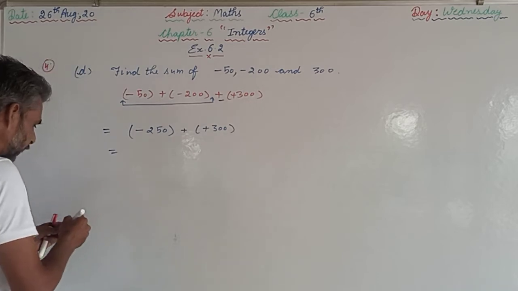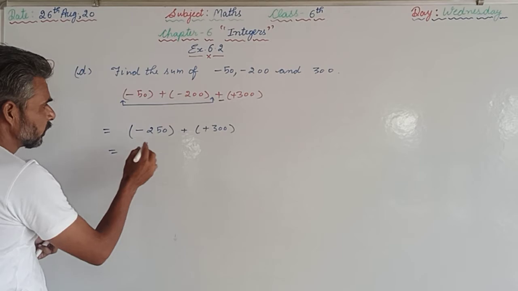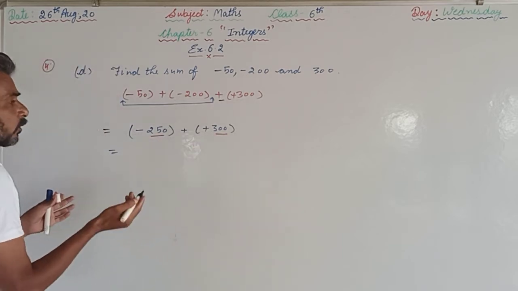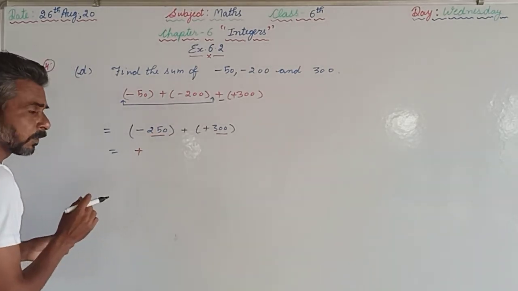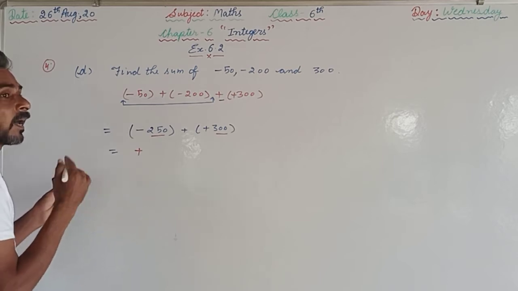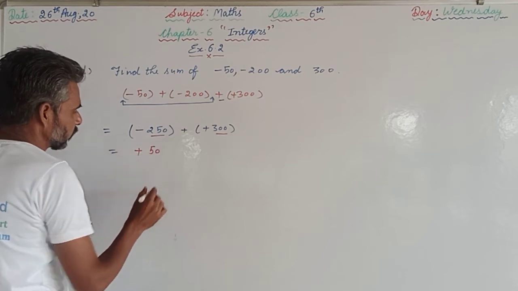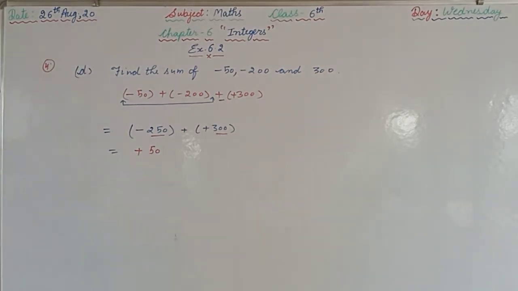Now we are supposed to compare, because both the integers are having different signs, so we will see the magnitude. 300 is more as compared to 250 and the sign of 300 is plus, so the answer will be in plus. Now we are supposed to subtract because both the integers are having unlike signs, so 300 minus 250, that is 50, so plus 50 is the answer. Like this we are supposed to proceed with this question.